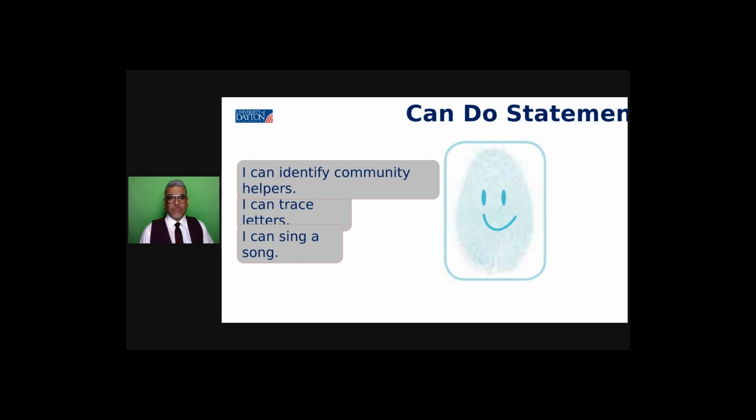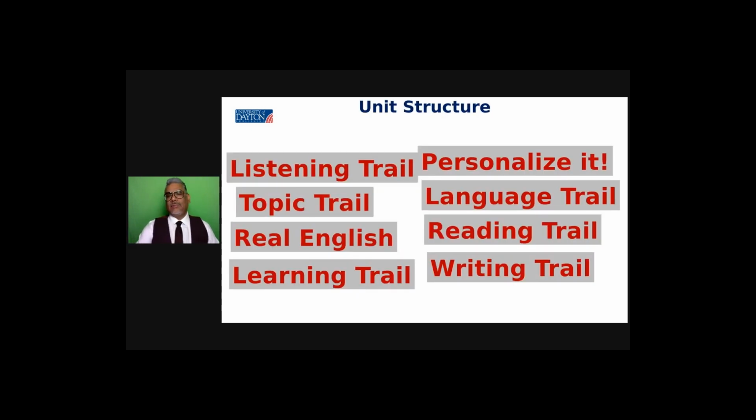And these can-do statements can be as simple as this one, for example, which intends to identify community helpers, or trace letters, or sing a song. These are only examples of what you will find in Little Trails. The idea is to make it absolutely clear for the teacher as well as for the students what is the expected outcome in every lesson. From our perspective, this is a very clear way to help you set goals at the moment of planning your lessons.